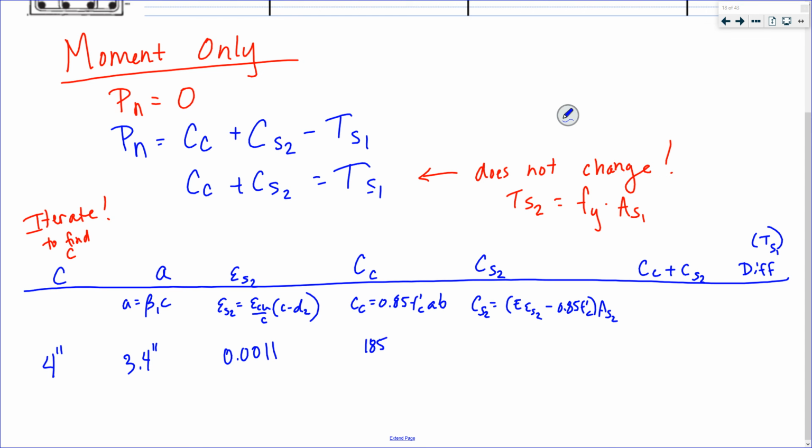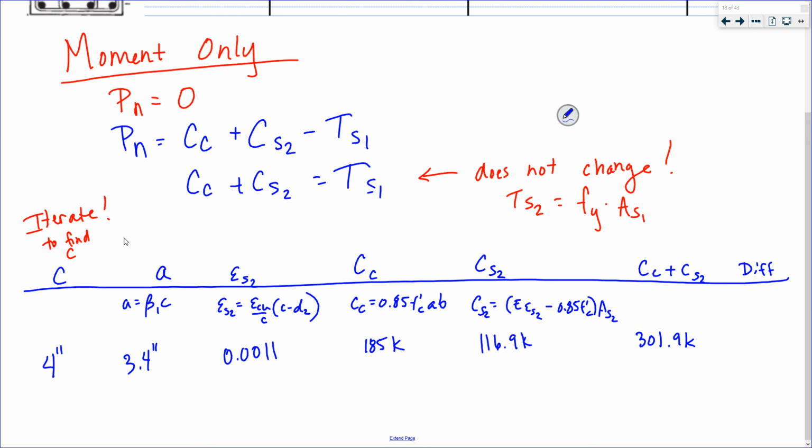185 kips in my concrete, 116.9 kips in my steel. Together, those add up to 301.9 kips. Difference from 240.